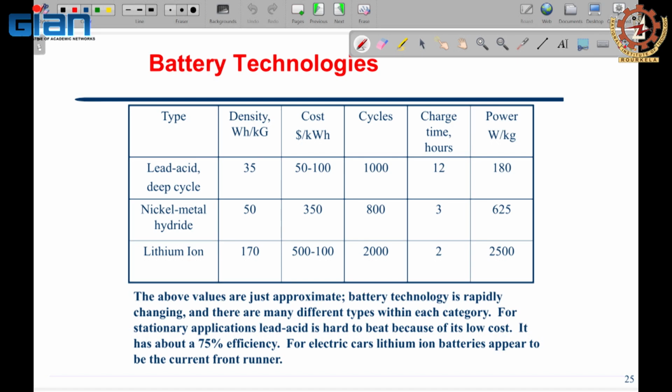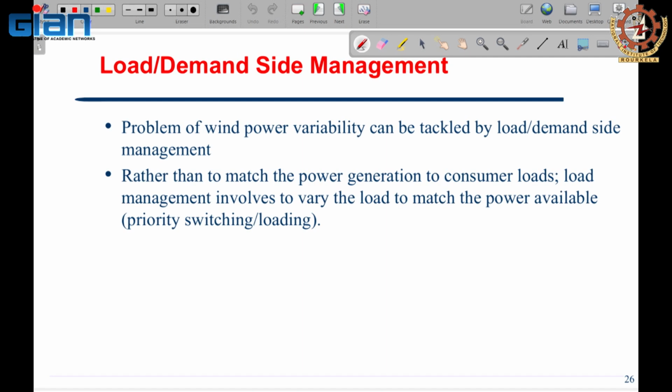These above values say that battery technology is rapidly changing, and there are many different types within each category. So for stationary applications, lead acid is quite good, and for electric cars, maybe the lithium ion battery appears to be a good option. But again, you have to consider the various options.